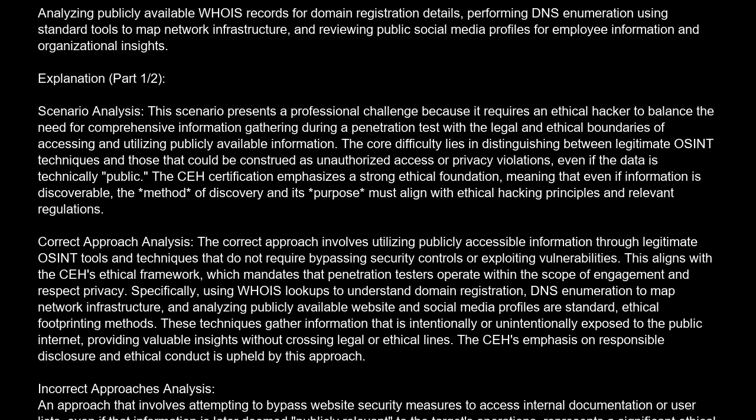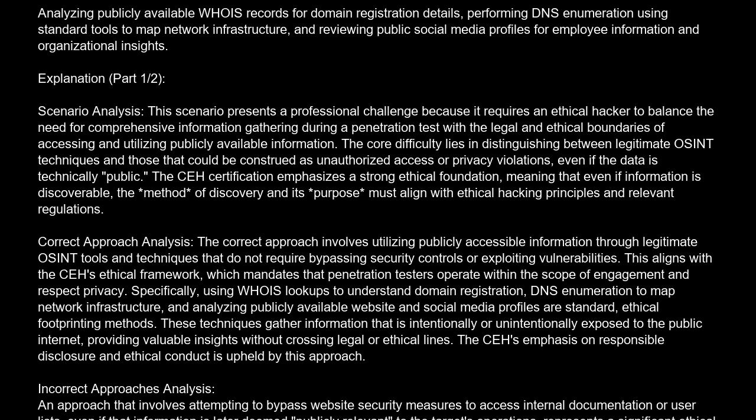Correct answer is A. Analyzing publicly available WHOIS records for domain registration details, performing DNS enumeration using standard tools to map network infrastructure, and reviewing public social media profiles for employee information and organizational insights. Explanation. Scenario analysis. This scenario presents a professional challenge because it requires an ethical hacker to balance the need for comprehensive information gathering during a penetration test with the legal and ethical boundaries of accessing and utilizing publicly available information.